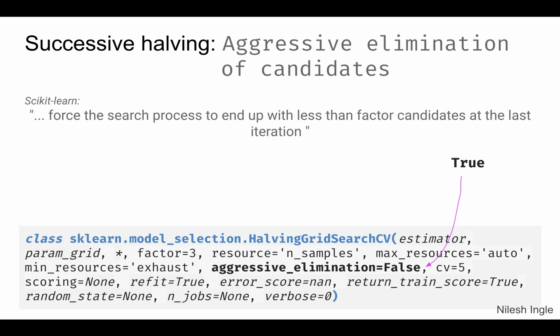And aggressive elimination of candidates. This is what I mentioned earlier. It forces the algorithm to work in a way that towards the last iteration, there are very few combinations of parameters remaining to be tested on the available data.